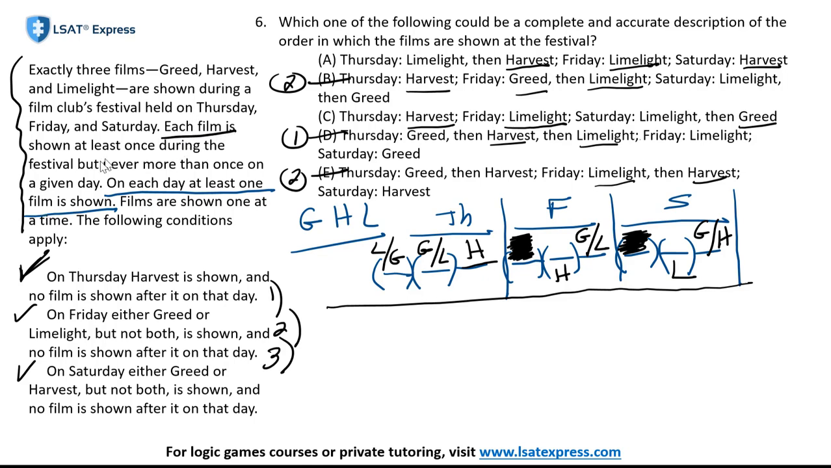We're told that each film is shown at least once during the festival. So you look at A, Limelight, Harvest, Limelight, Harvest, G does not appear, A is out, the answer is C.